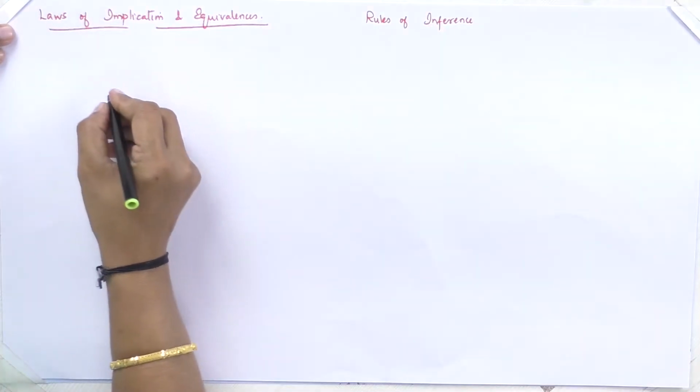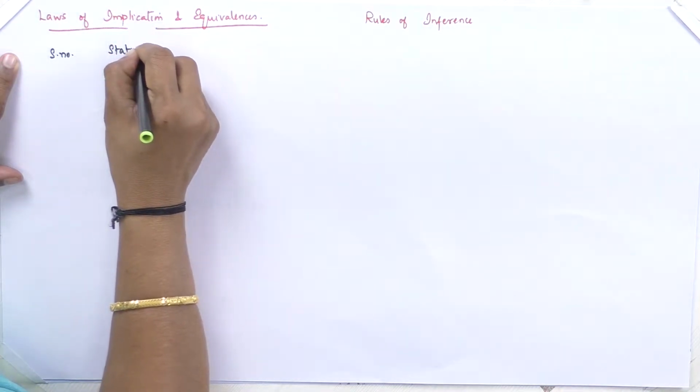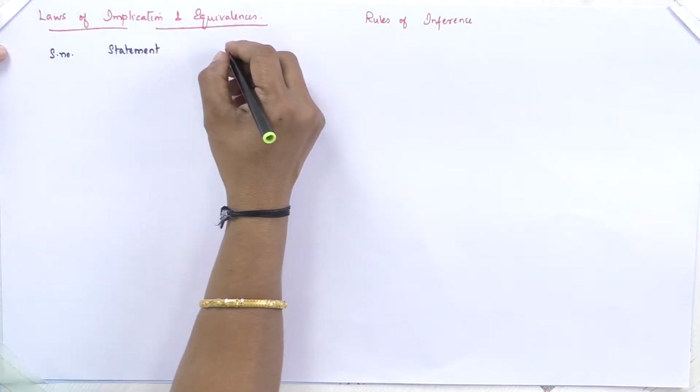So we do have many laws, but then we'll just go through only very basic laws of implication and equivalence. We have only 7. So one must be very thorough with those 7 laws of implication and equivalences. So hereafter, wherever we come across, we'll be making use of only these laws. So one should be very thorough with these basic laws of implication and equivalence. Let me give you that. So here, we have a serial number, whatever statement you will have, and then the name of the law.